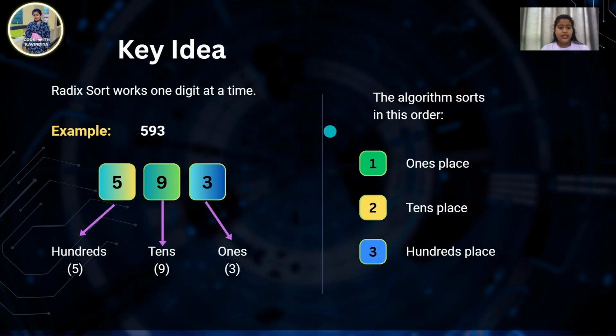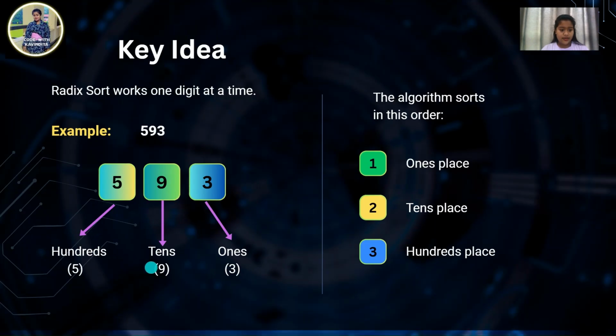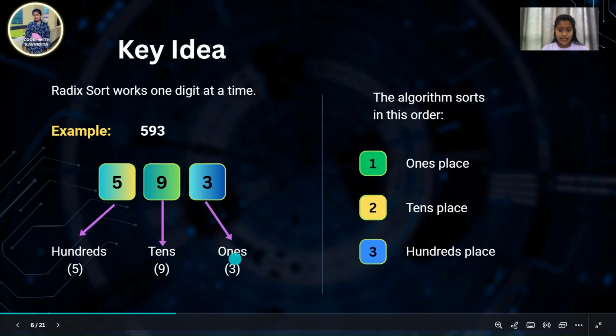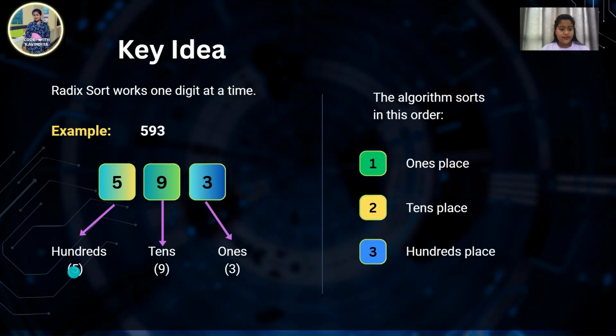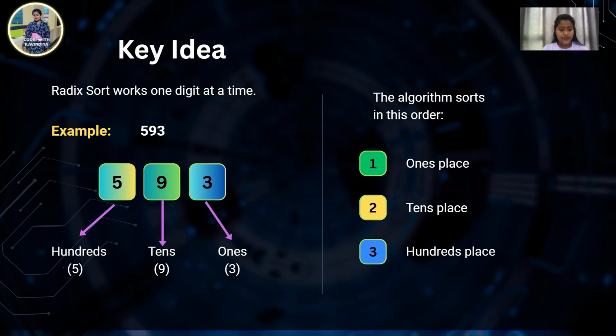Let's break down the key idea behind Radix sort. Take the number 593. 3 is the ones place, 9 is the tens place, 5 is the hundreds place. Radix sort works in this exact order: ones, tens, and hundreds. Two key terms to remember: LSD, least significant digit, the rightmost digit. This is where Radix sort begins. The MSD, most significant digit, the leftmost digit. This is where the final pass finishes.